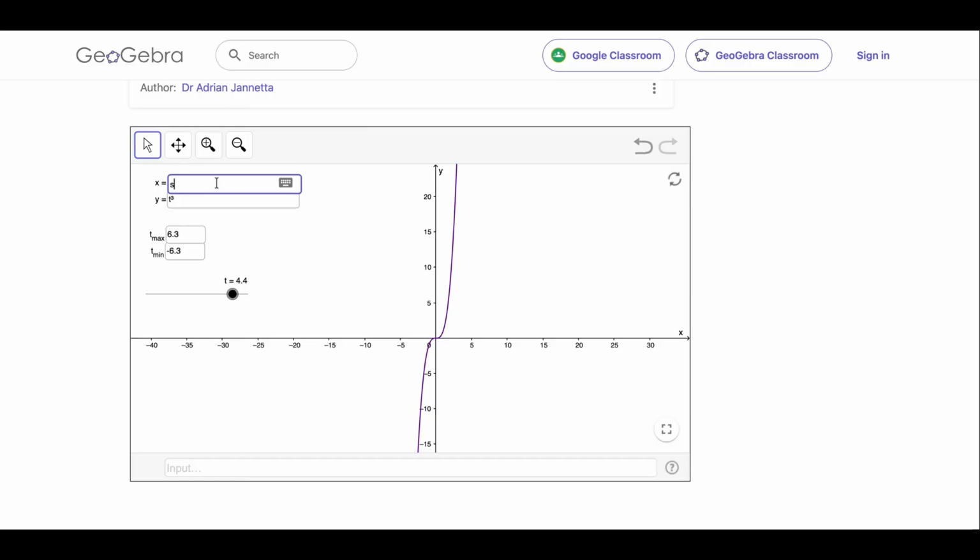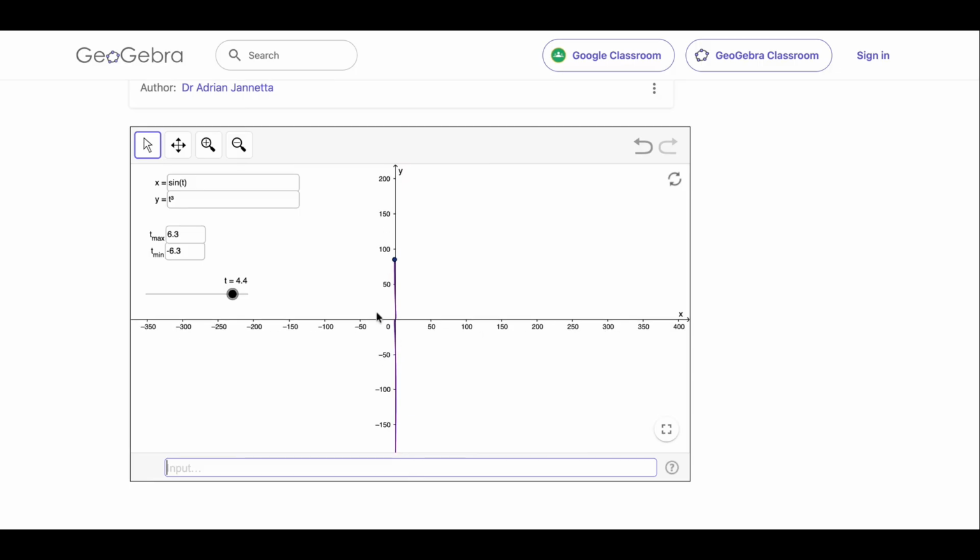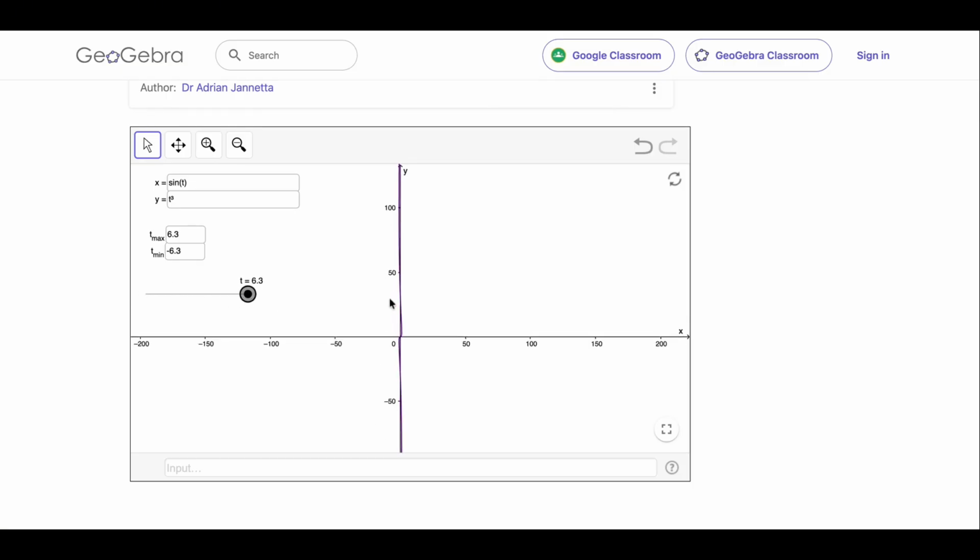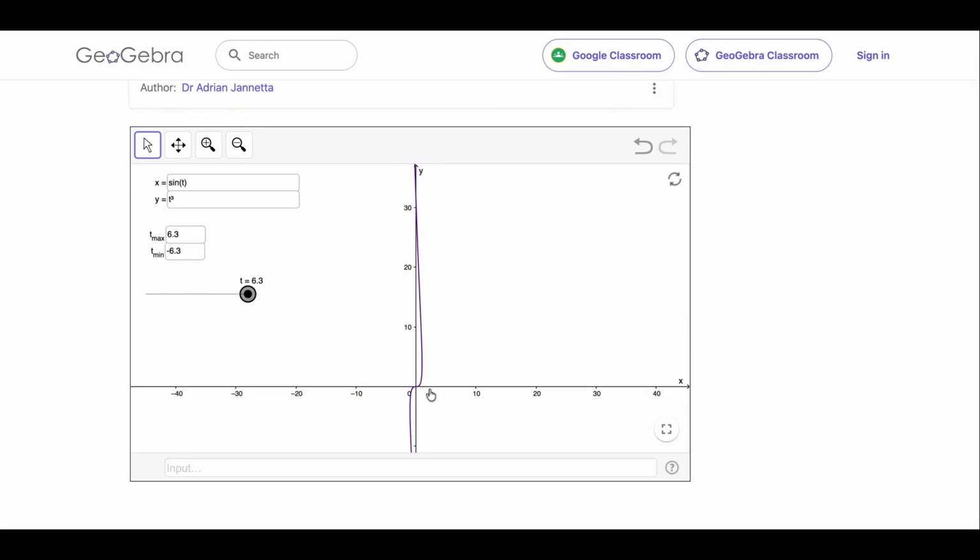Let's think about what happens if x is sine of t. So if x is sine of t, notice how this is just like a sine function, right? It's rotating. The x value is oscillating between -1 and 1. And as t gets larger and larger, we start to see bigger and bigger steps in the y direction. And so you can imagine that this function is oscillating in the x direction, but then it would go up extremely quickly as t grows bigger.